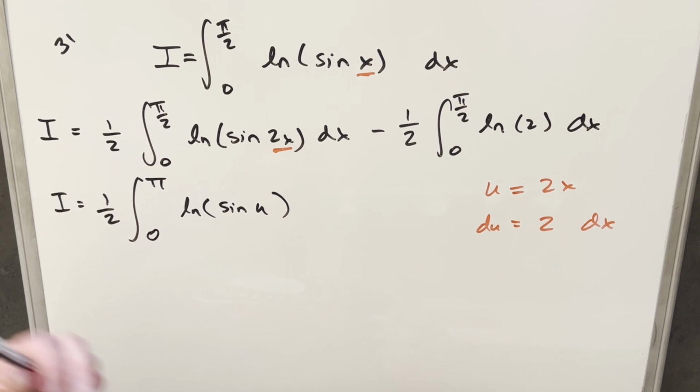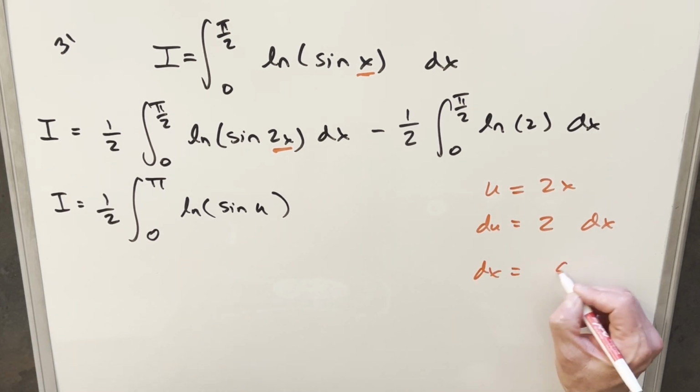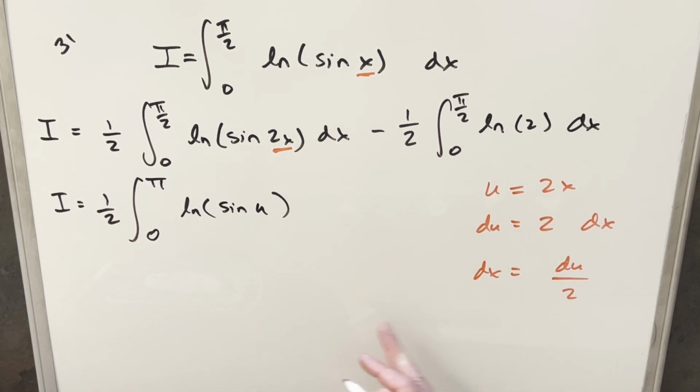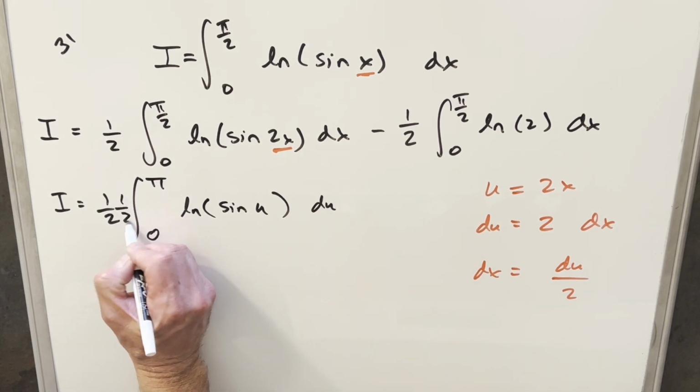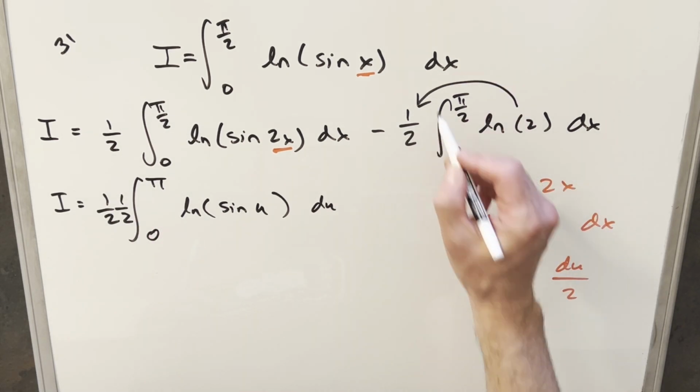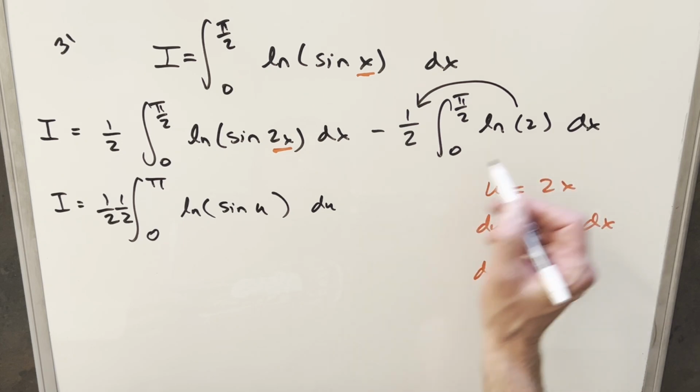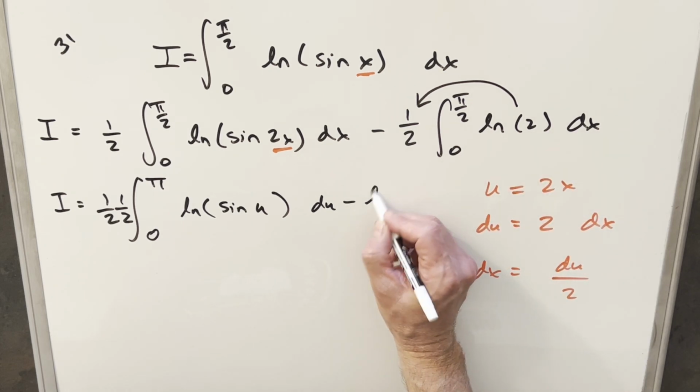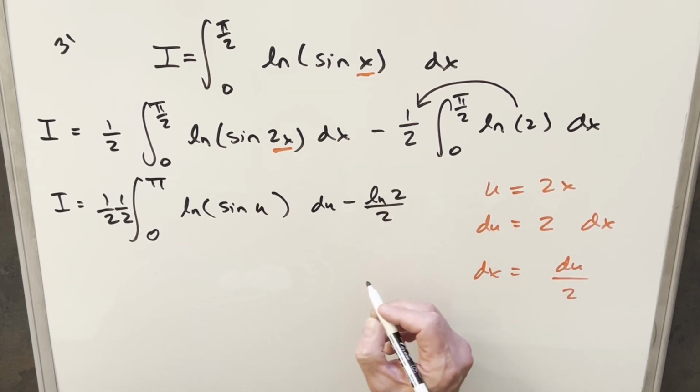And for our dx value, actually let's just go ahead and solve for dx real quick. I can write this as du over 2. So doing this, we'll have du. But for this 2, let's bring it out front as a 1/2 here. And then let's just deal with this thing while we're at it. So I can bring the ln 2 out front because it's a constant value. So I can write this as minus natural log 2 over 2.